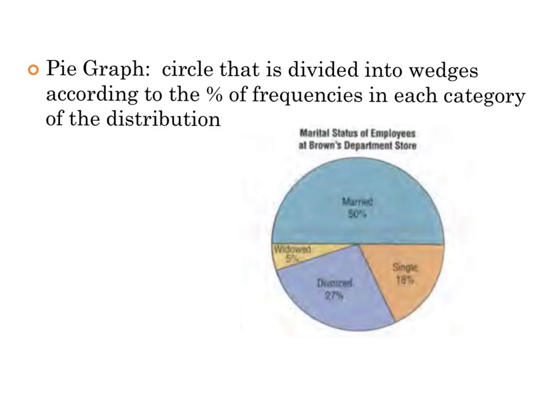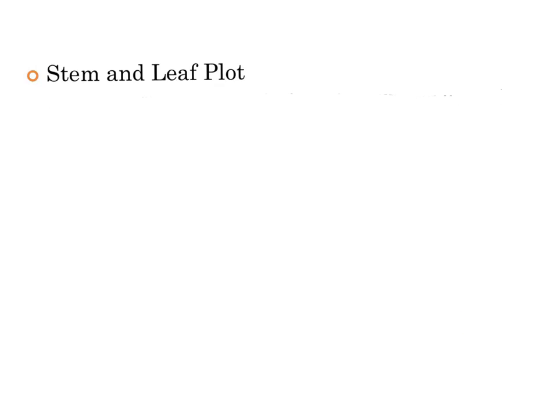All right. The next thing is really not a graph. It's a different way of organizing your data. Because we've looked at frequency distributions as really the only way to organize our data. At this point, we're going to look at another way to organize data, and that's with a stem and leaf plot.